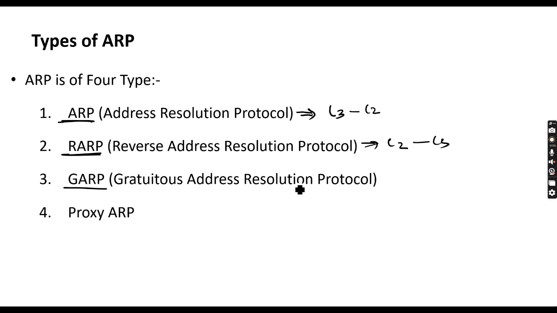Gratuitous ARP is basically used for duplicate IP address detection, or you can say IP conflict. It is used to find out whether a unique IP address is assigned in the network or not. It's like if 10.0.0.1 is assigned to a computer, that IP address cannot be assigned again within the network. That's going to be your Gratuitous ARP. Proxy ARP is out of the scope, we are not going to discuss this.